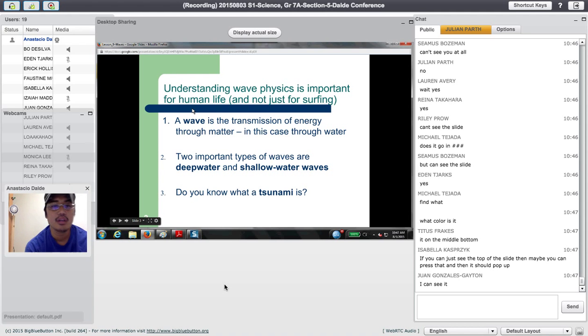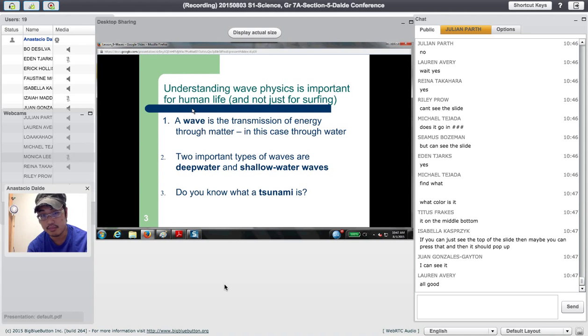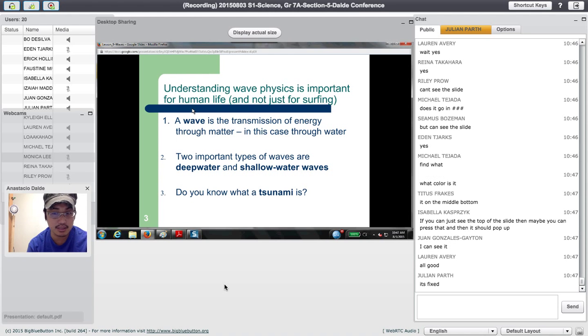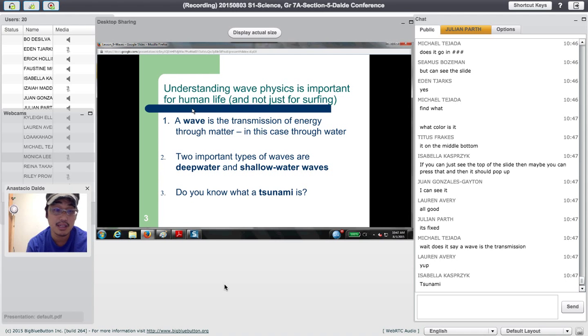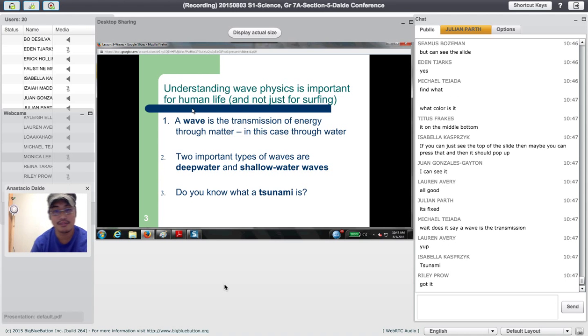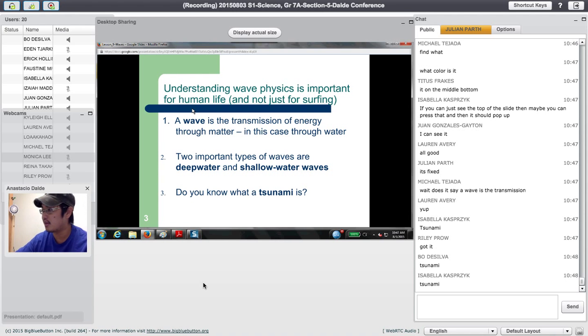All right. There are two important types of water waves, and these are the ones we're talking about. One is deep water waves, and the other one is shallow water waves. And we talked about what a tsunami is. A tsunami is also called a tidal wave. If you're American, it's a tidal wave; if you're Japanese, it's called a tsunami. I don't know what people in Hawaii call it. I was always told it's a tidal wave, but then I was also always told it's a tsunami. It's the same thing. Tsunami, I think, is just the Japanese word for it. All right, here we go.